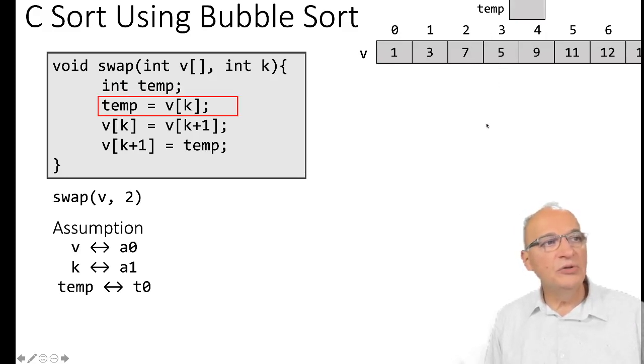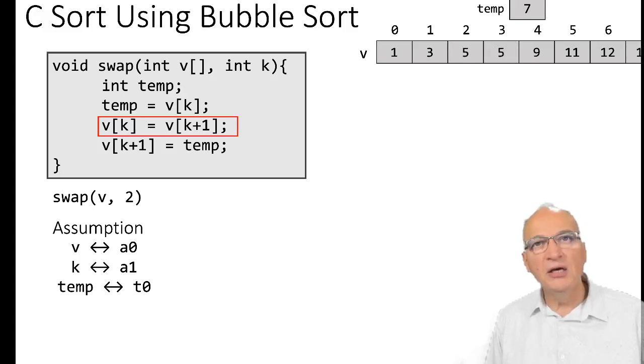5. So when I execute this line of my C program, I'll make a copy of the value of v[k]. k in this example is 2. So I make a copy of 7 into my temporary variable. When I execute the next C statement, I'll be making a copy of the value that is in v[k+1] and putting it into v[k]. So I copy 5 into position 2 of the array, but the value 5 remains in position 3. And now I make a copy from temp into v[k+1]. And this is the result of swap.